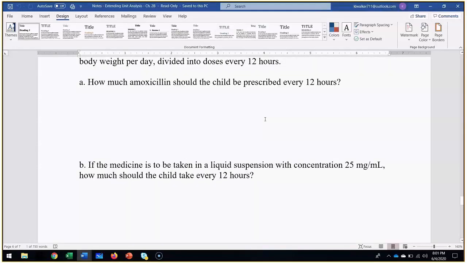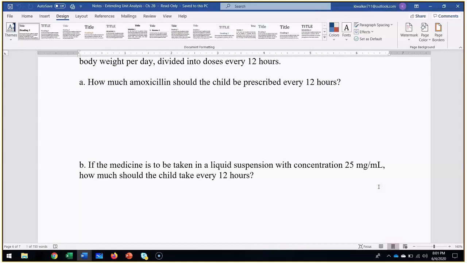Here's part B. Let's talk about it. If the medicine is to be taken in a liquid suspension with concentration of 25 milligrams per milliliter, how much should the child take every 12 hours? All right, now let's go back here. I'm going to write down the information that we got from part A real quick. We got 225 milligrams per dose. And now it's telling us we've got a concentration of 25 milligrams per milliliter.